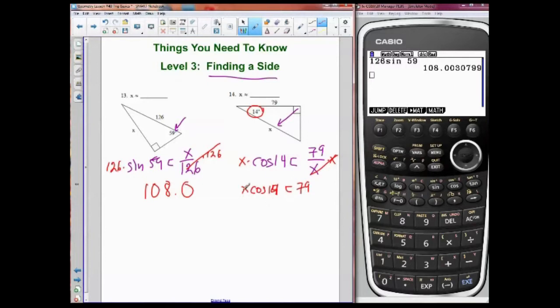Remember, this is just a number. It's just some kind of ratio. If I put cosine 14 here, I'm going to get some weird decimal. So I have x is equal to 79 over cosine 14. All right. And I put that in the calculator. Now look what we did. Here's my original in purple, even though it's badly written. This cosine went and changed places with the x.